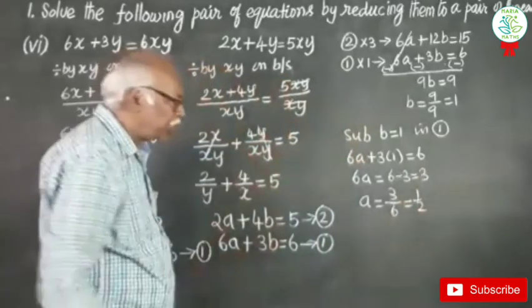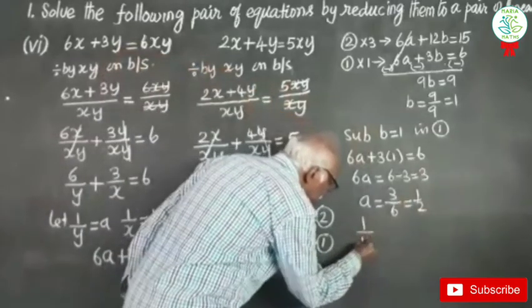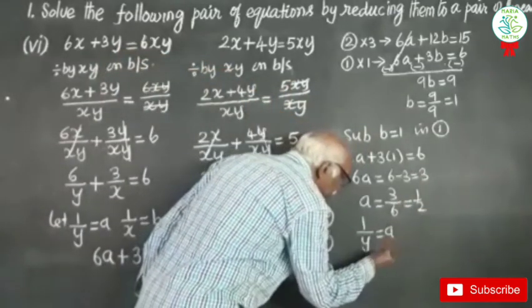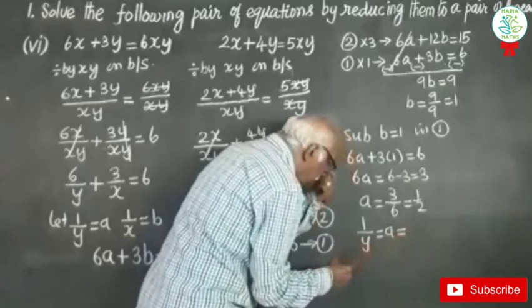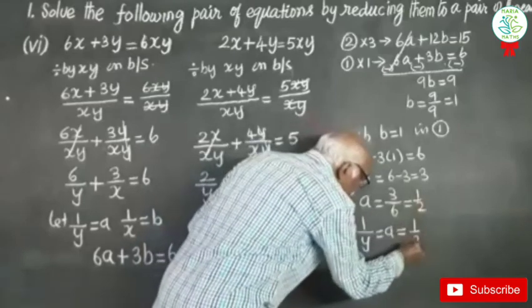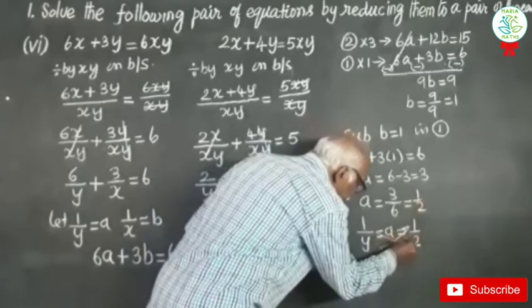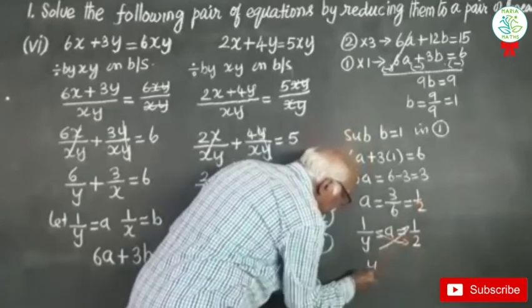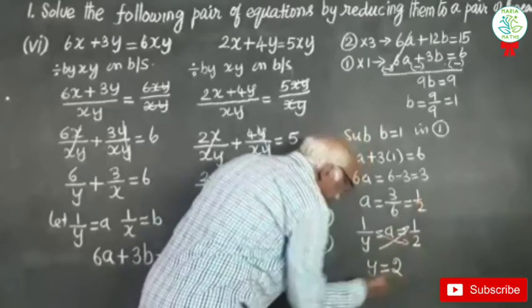Now we have to find x and y. 1 by y equal to a, a is equal to 1 by 2. Now cross multiply. y into 1, y equal to 1 into 2, 2.